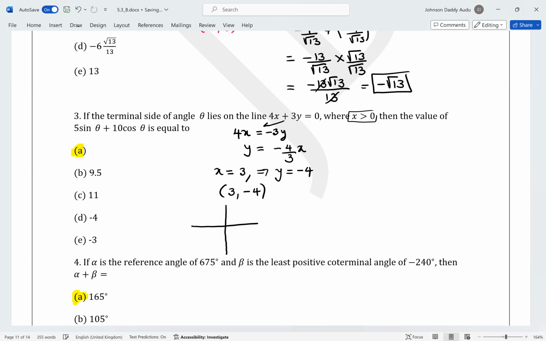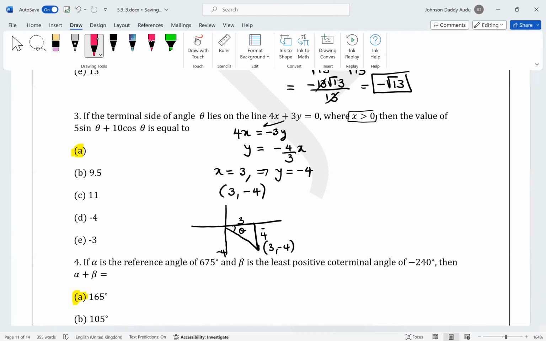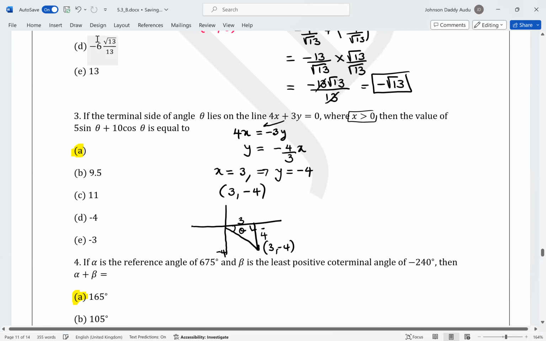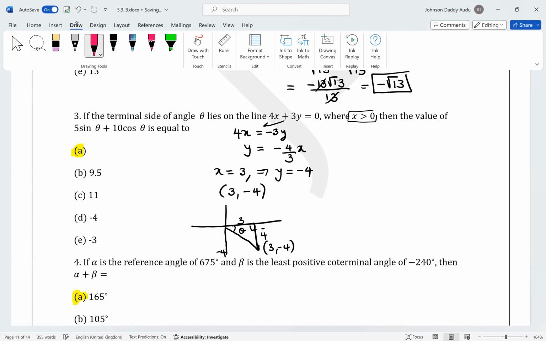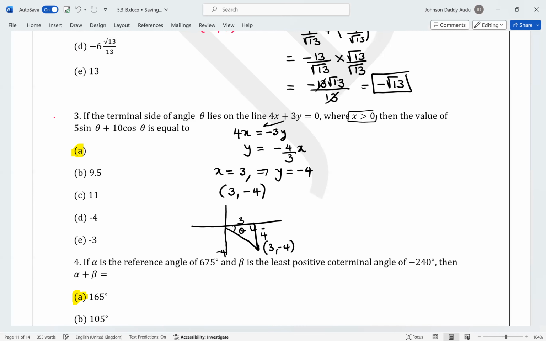As you can see, for (3, -4), x is 3, y is negative, x is positive. So we're going to be in the fourth quadrant here. What that means is this is 3 and this is minus 4. So this distance is 4, but with a minus. Now we can use Pythagoras theorem. This will be 16 plus 9, and r is going to be 5 here.